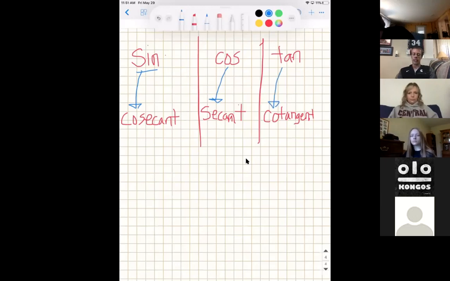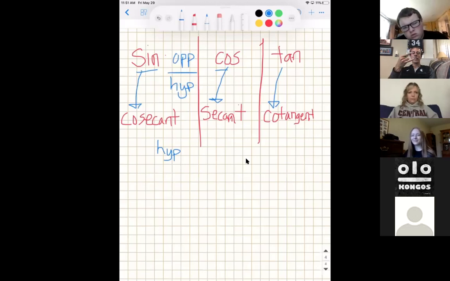If it already has co, then you're going to drop it. Okay, and what I mean by that, you know that sine is opposite over hypotenuse. Cosecant is just the opposite. I shouldn't use the word opposite because we're using that here. It's the reciprocal. It's the hypotenuse divided by your opposite side.